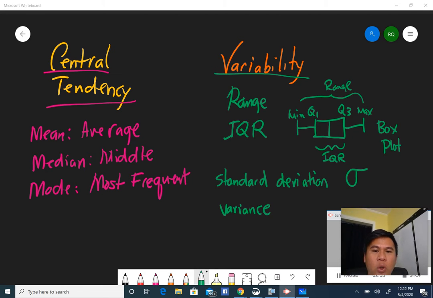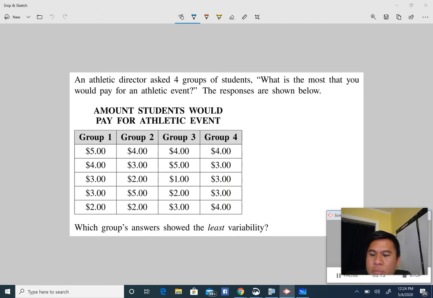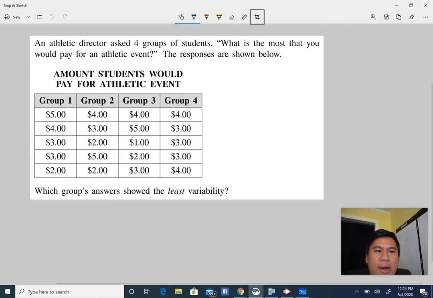So our lesson will focus more on comparing central tendency and variability in different data sets, but we will also be showing you how to compute this using a TI-84 calculator or our Desmos. Let us now consider our first problem. An athletic director asked four groups of students, what is the most that you would pay for an athletic event? The responses are shown below.